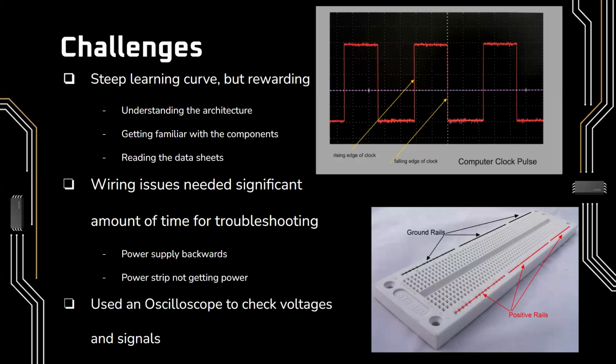Another challenge was that there were a lot of wiring issues that needed a significant amount of time for troubleshooting and debugging. There were a few examples, like the power supply being backwards, and strips weren't getting power. This was definitely true with the clock and especially with more complex circuits like the ALU and the A and B registers that just used a lot of wires in general. To debug this, since it took a lot of time, we used an oscilloscope to check the voltages and signals, just to make sure all the components were working and that we didn't have a false sense of, oh, this was working, when in actuality it was not.